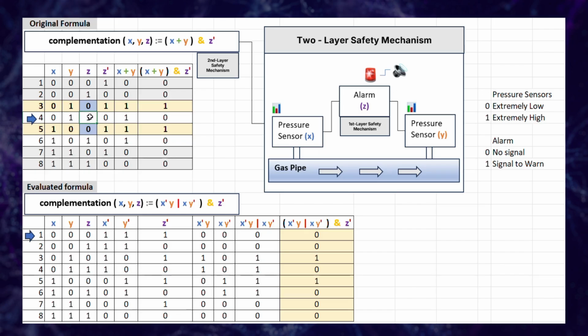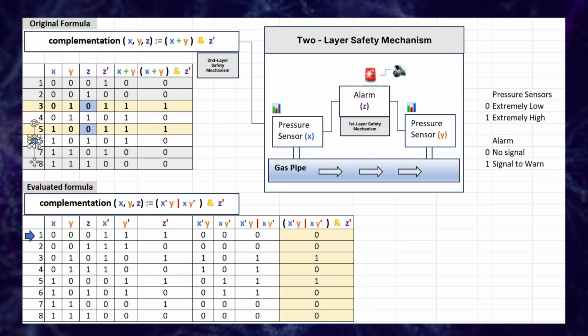So if it detects that, it means the second layer of safety mechanism will not function, because the alarm on the first layer did its job, right? If the alarm saw that there is a difference in X and Y, it will turn on and alert the personnel, right? So in this case, the layer 2 safety mechanism will not act. That's why it's 0.